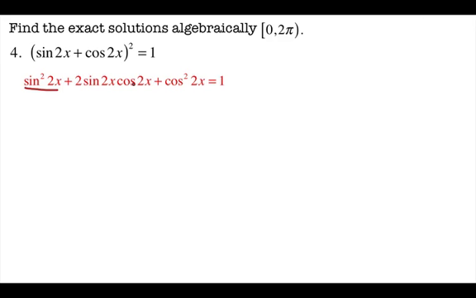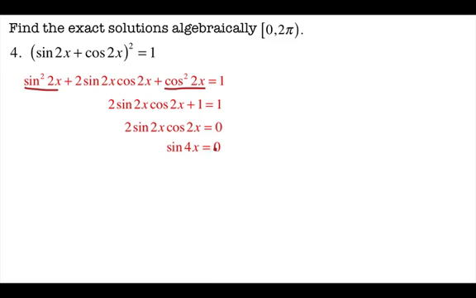Number 4 says find exact solutions algebraically. Same restriction as number 2 and 3. So what we're going to do here is we're going to FOIL. Once we FOIL, we get this. And you should notice that this becomes the Pythagorean identity, which is equal to 1. And you leave this alone. Take away 1 from both sides. You end up with just this equals 0. And then at this point, you end up with this.